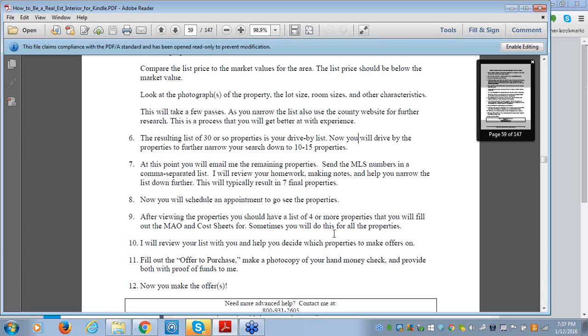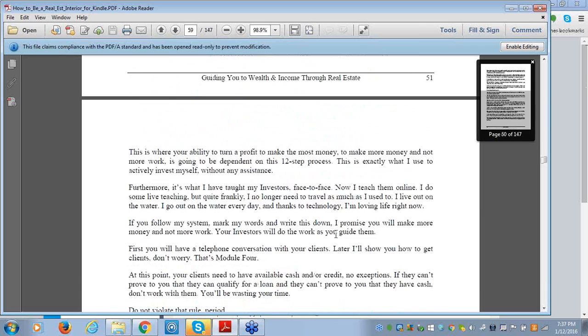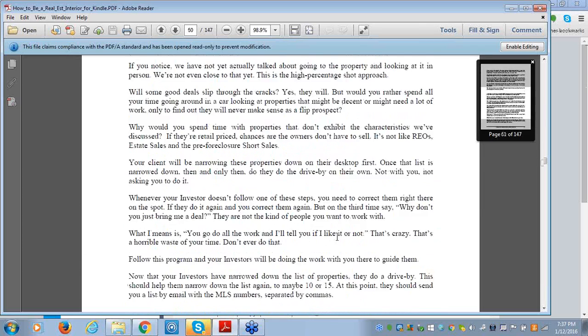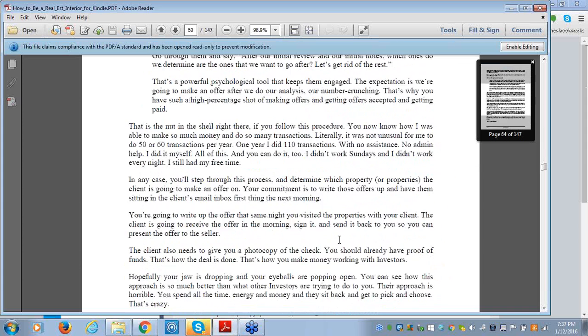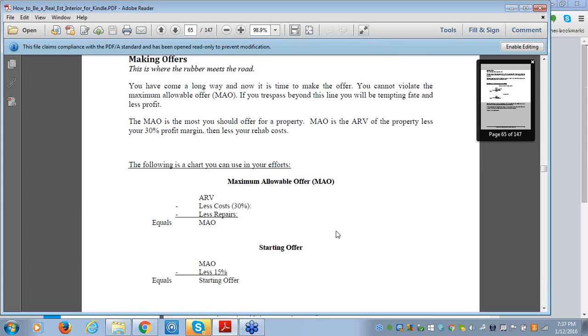Okay, those are the steps that you go through. Now, what I'm going to do is show you some of these forms, okay? We're not going to go over them in a lot of great detail. I'm just going to show you what they look like. Actually, before we do that, let me go over the MAO formula.